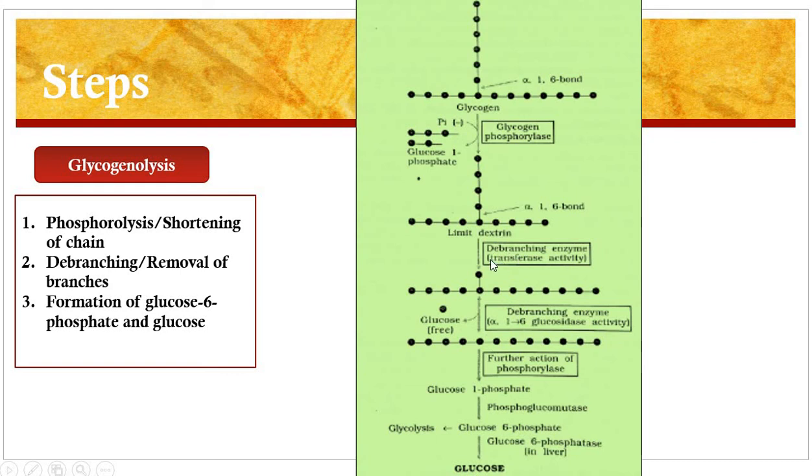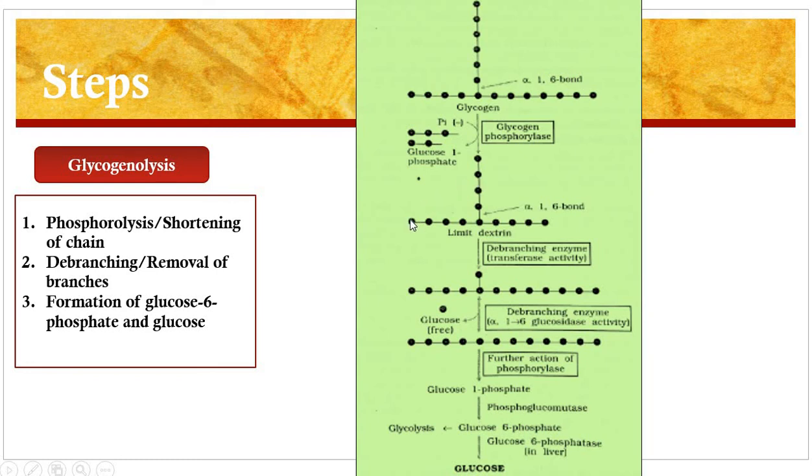This transferase removes a fragment of 3 to 4 glucose residues attached at a branch and transfers it to another chain or another branch, and now the branch point is free. For example, this transferase will transfer these 3 glucose molecules to this chain.